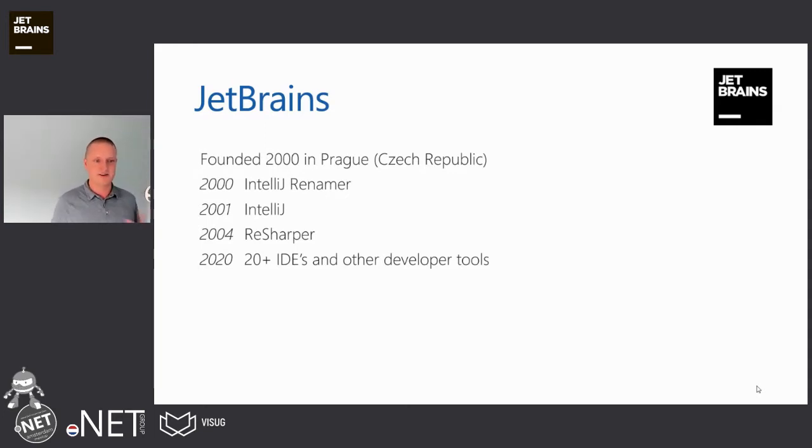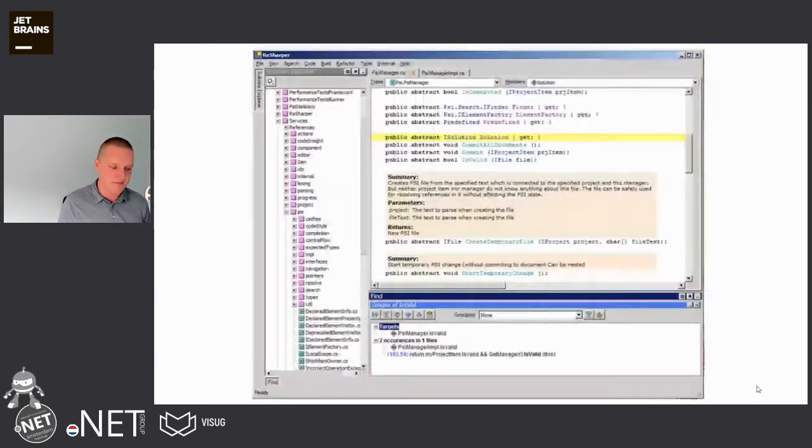IntelliJ itself has evolved into over 20 IDEs today, all based on the same core. So IntelliJ is really the IDE powering things like WebStorm, PhpStorm, Android Studio if you're using Android Studio, and so on. So there's quite some IDEs based on that IDE. On the ReSharper side, this was actually ReSharper back in 2001.